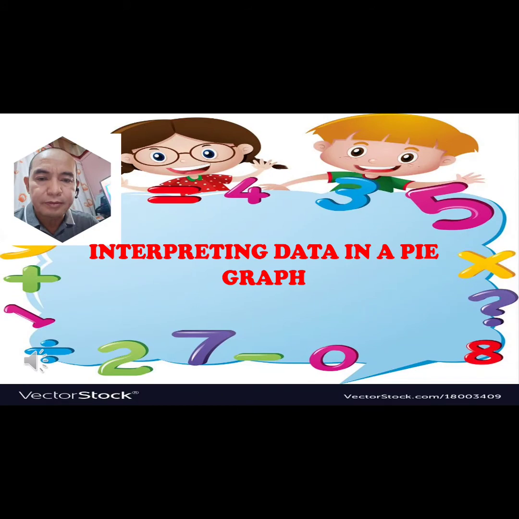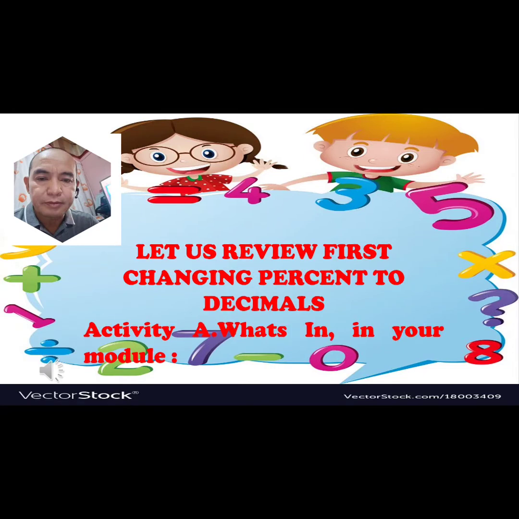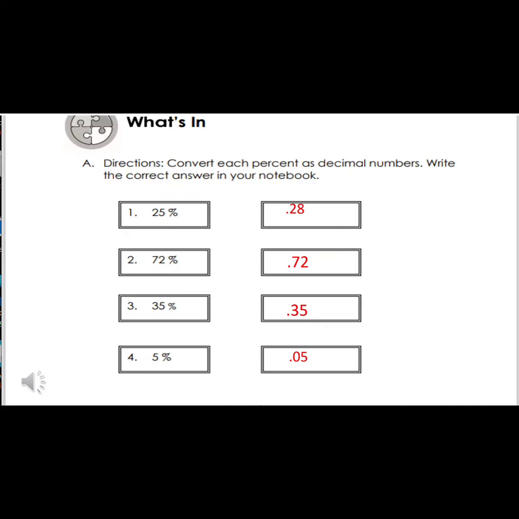Okay, the topic that we are going to discuss today is about interpreting data in a pie graph. Before we go to the main subject matter of this video, let's first review changing percent to decimals. This is found in your activity What's In, pages 3 and 4 of your module. Activity A, direction: convert each percent to decimal numbers. Write the correct answer in your notebook.